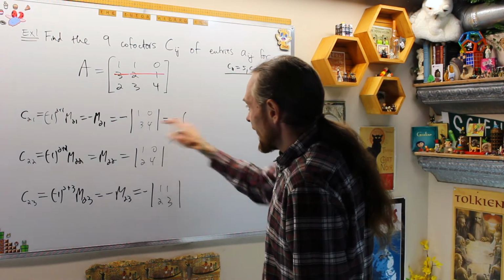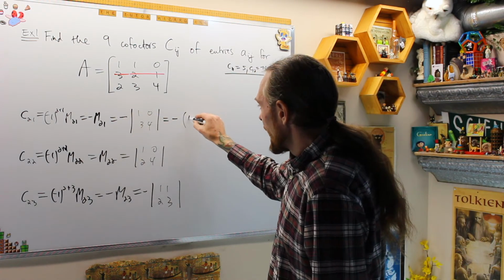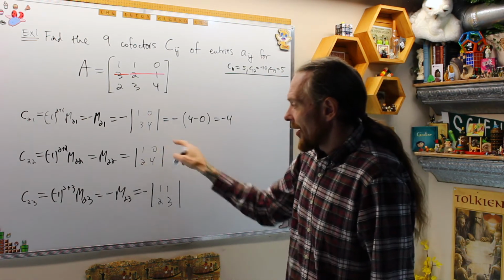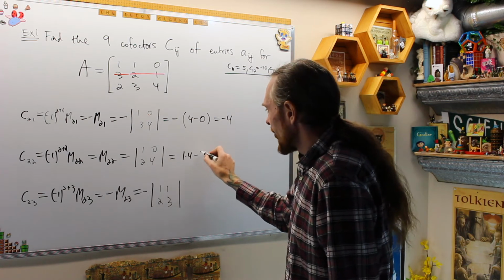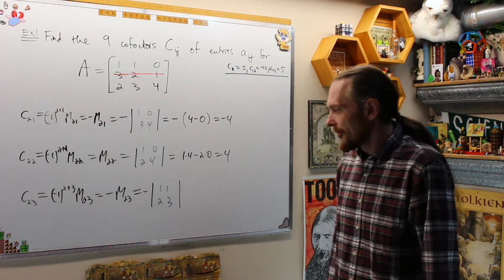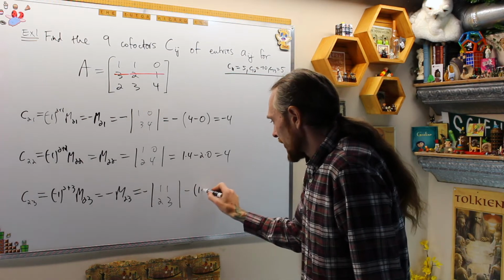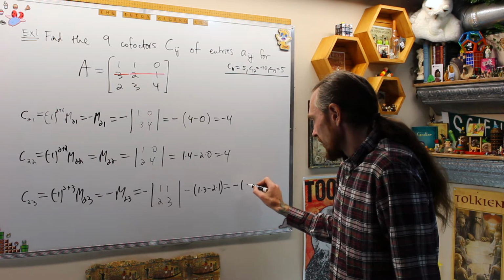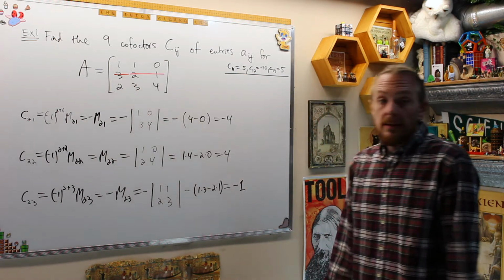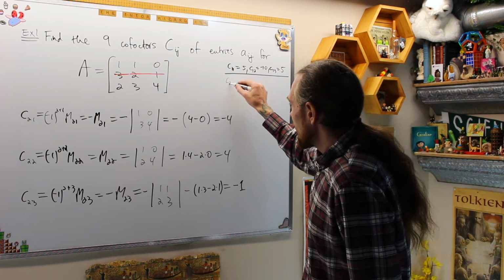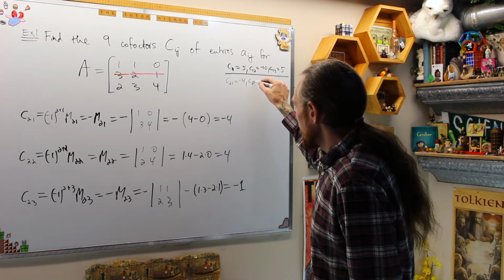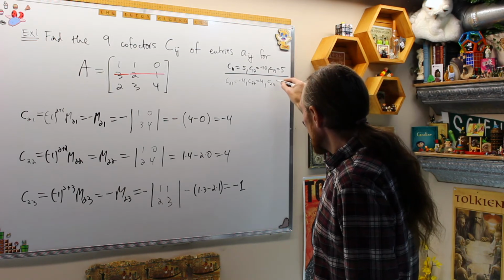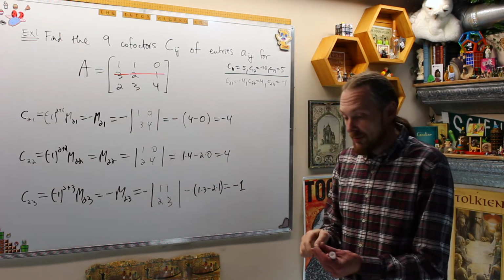This is going to be negative because I had that, and then this will be 4 minus 0, which is negative 4. When I have 0, I'm not going to compute. Yeah, I will, I guess. 1 times 4 minus 2 times 0, which is 4 also. And then this one is negative 1 times 3 minus 2 times 1, which is negative 1. Therefore, now I have the second row. C21 is negative 4, C22 is 4, and C23 is negative 1. Let's compute the last row's cofactors.